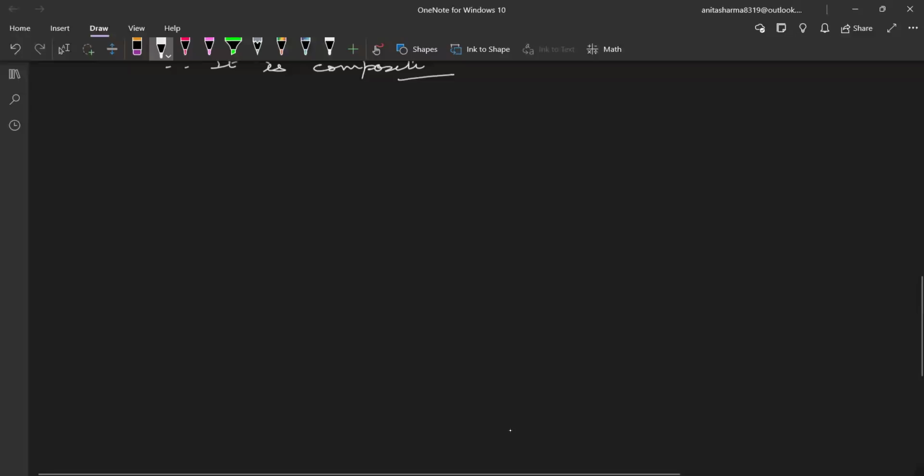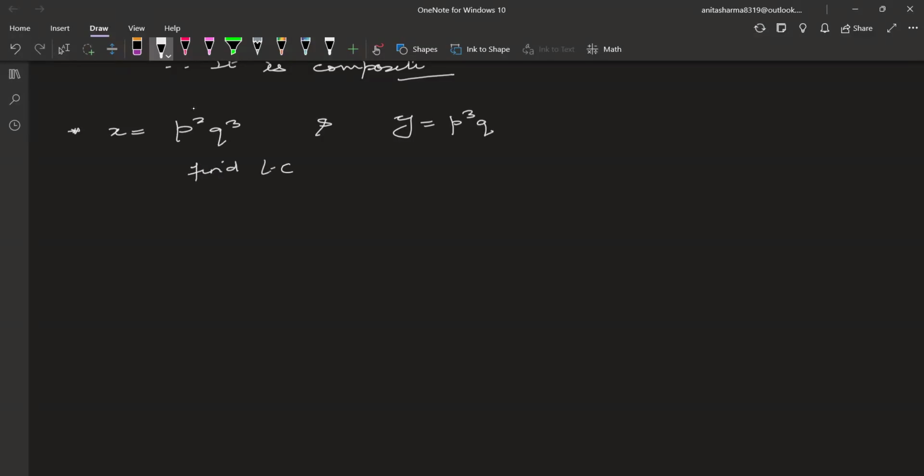Okay, now see next question. This question came in board exam. See, you have given that x is equal to p square q cube and y is equal to p cube q. Then you have to find LCM and HCF.